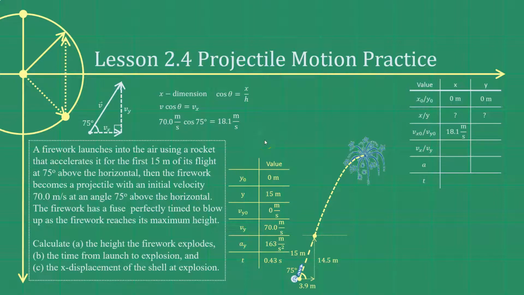Because I know I'm dealing with a projectile, I know that my final x velocity is going to be the same as the initial because there's no acceleration in the x dimension. So it's a constant velocity problem in the x dimension.